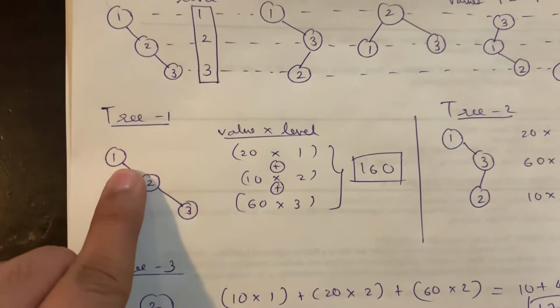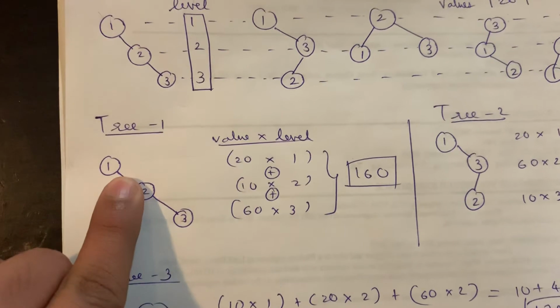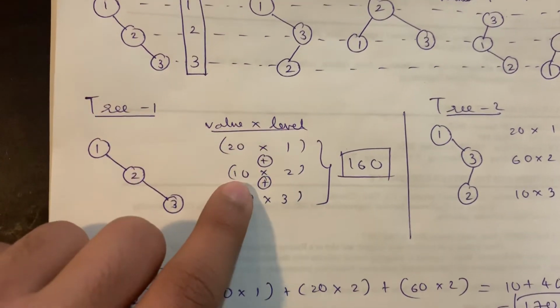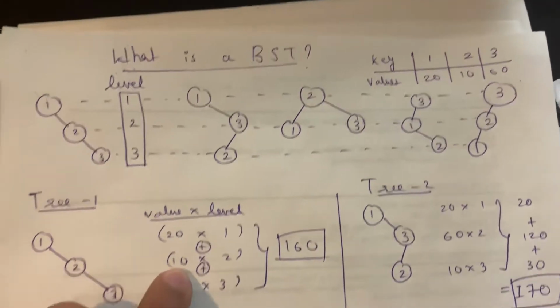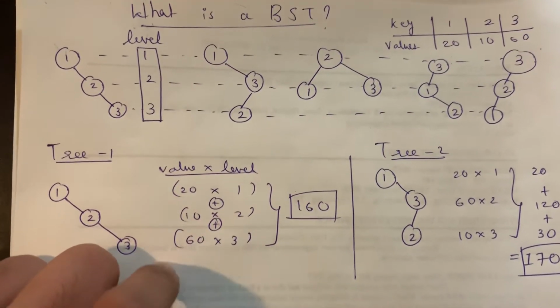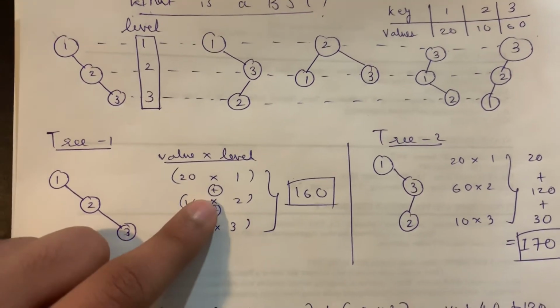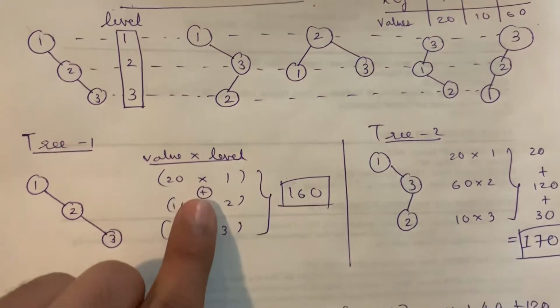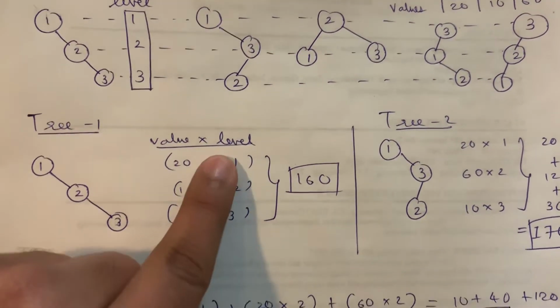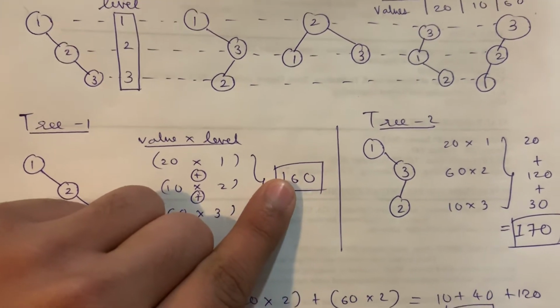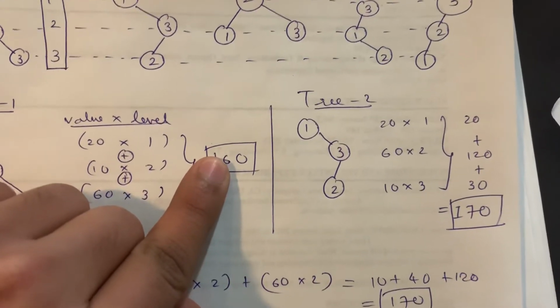So let's see. For the first level, we have the value as 20, level is 1, so that gives us 20. Second one, we have key number 2, value attached is 10, and it's on the second level, so multiply by 2. For the third one, we have the value for key number 3 is 60, multiplied by level 3. And if we sum these 3 up, we get 160. All right, so far so good.